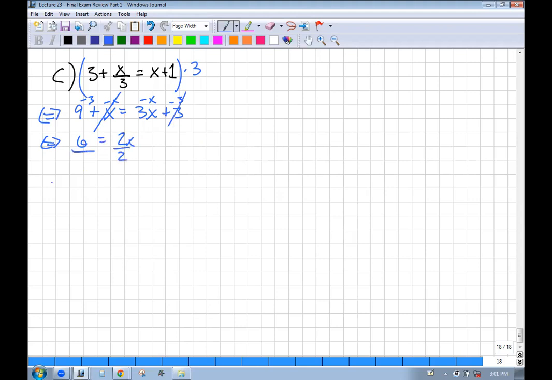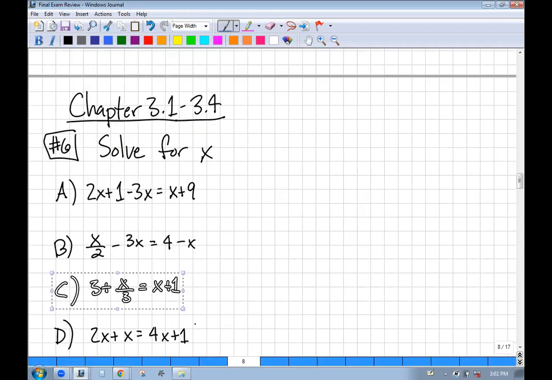Divide both sides by 2. So x is equal to 3. All right, you can look at it. 3 over 3 is 1, plus 3 is 4, and 3 plus 1 is 4. So quick check.